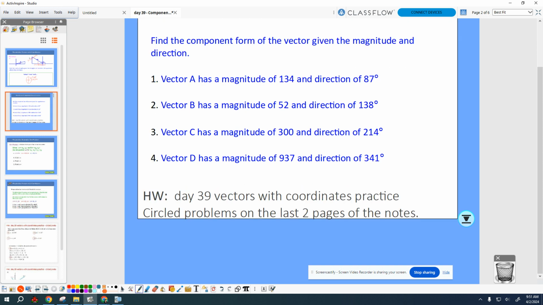Can you guys practice, do these four, and check with your partner? Draw a quick picture of the vector. You need a calculator, and it needs to be in degree mode, the green one. We're going to try and see if we can get it on the first try.